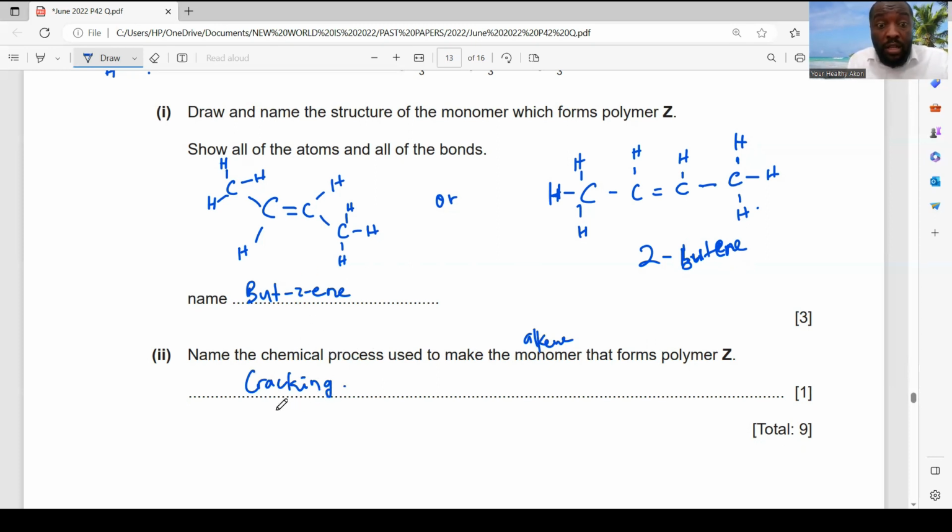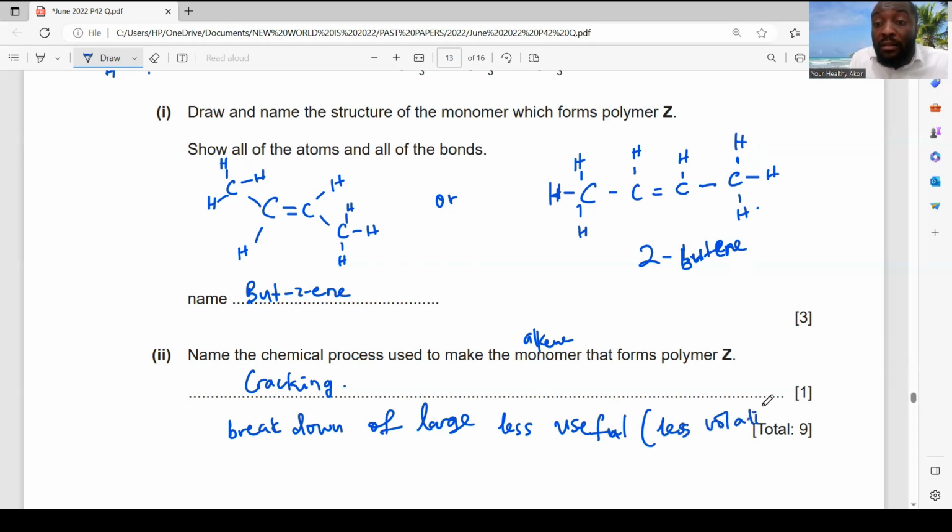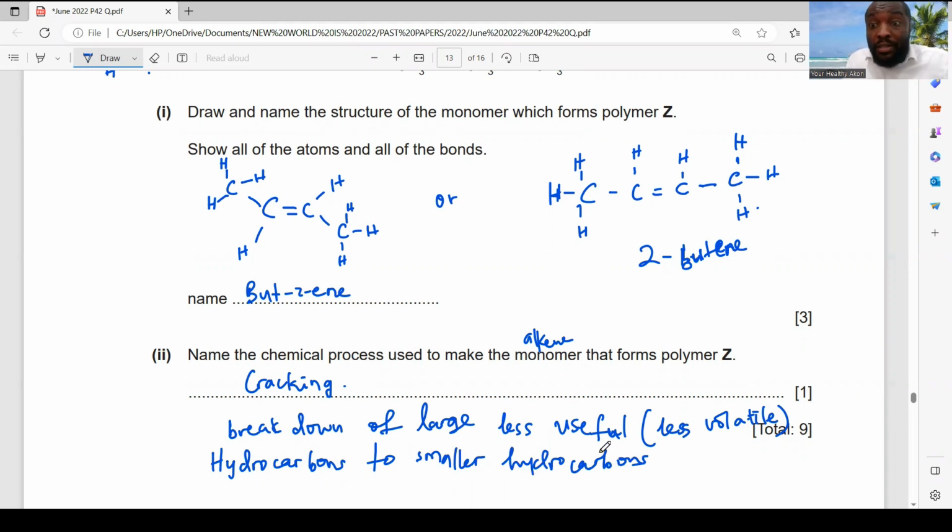When you crack large molecules, what's cracking? The breakdown of large, or less useful, you can say less useful, or less volatile hydrocarbons to smaller hydrocarbons, which are more volatile and more useful. That's it. That is that about that question.